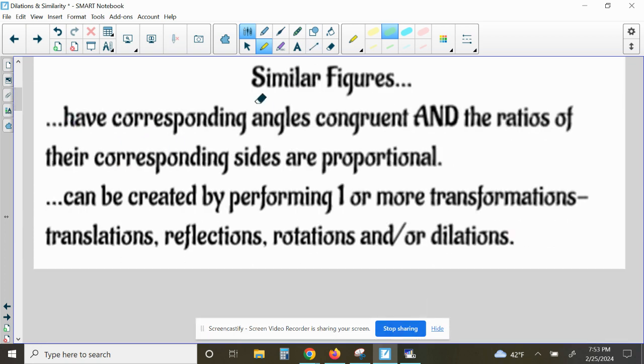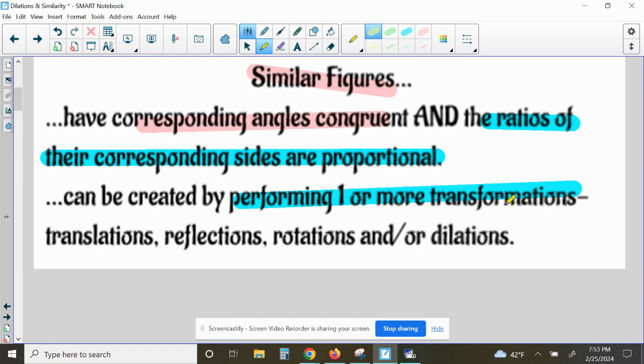Just remember that when you have similar figures, you have corresponding angles that are congruent, and the ratios of their sides are proportional. So we have congruent angles but proportional sides. So that means fractions. Also, the other thing that's true about them is they can be created by performing one or more transformations. So remember, our transformations are our translations, that's sliding it around, reflections, rotations, and or dilations.